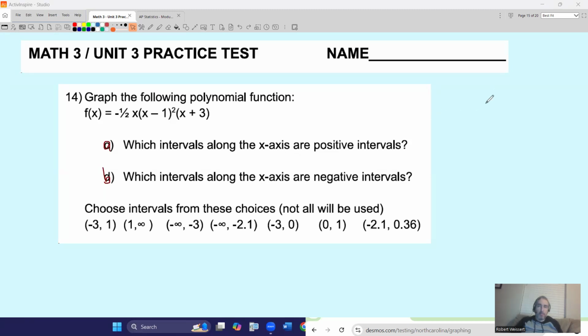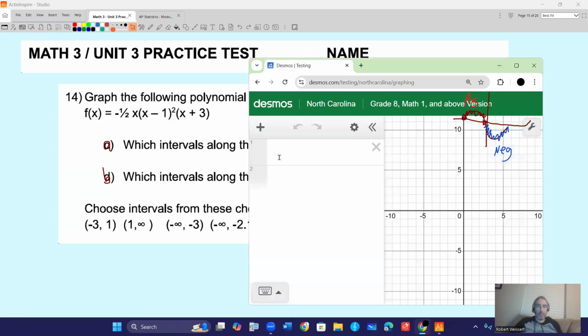Which intervals are negative? And remember, positive intervals are intervals that are above the x-axis, and the negative intervals are intervals that are below the x-axis. So this would be a negative down here in blue, the positive up here in red. So which intervals along the x-axis are positive intervals? Those are really where your zeros are. So we'll go ahead and graph that and look at the zeros.